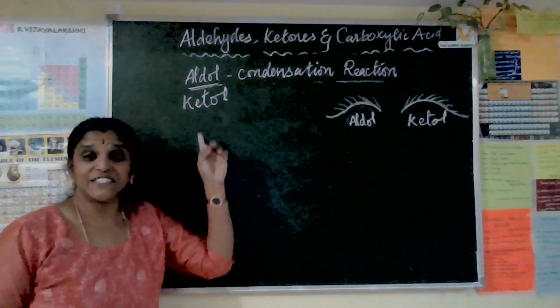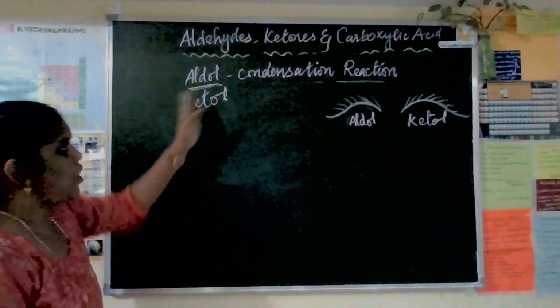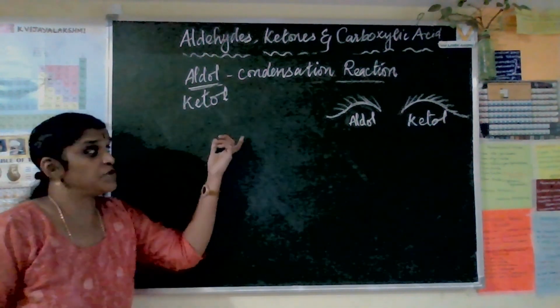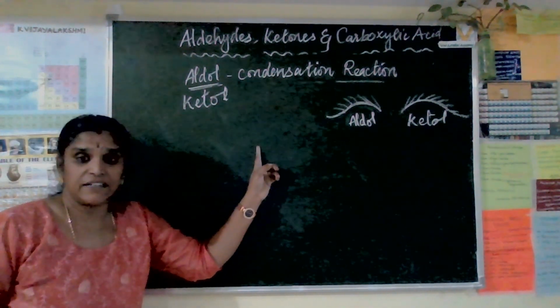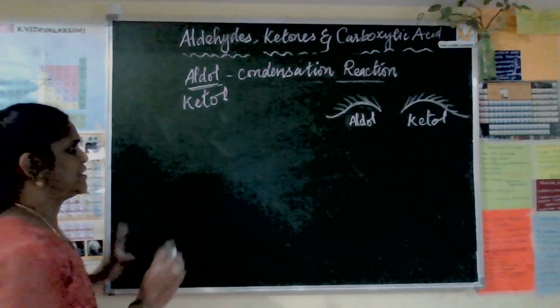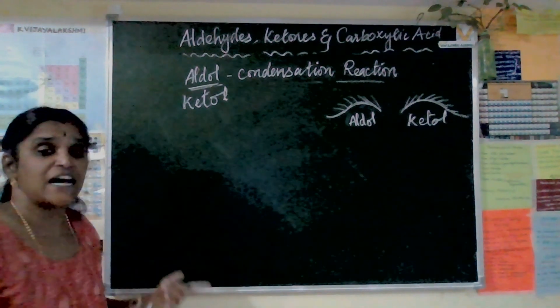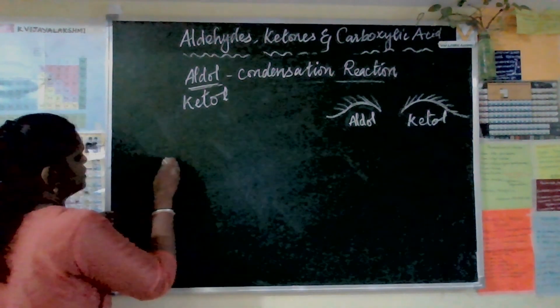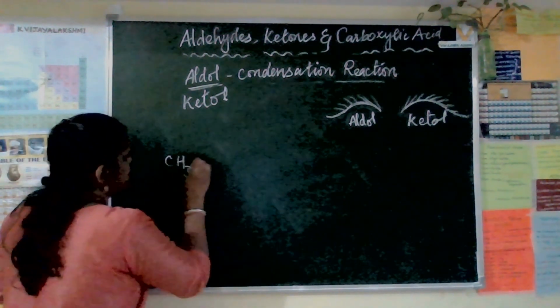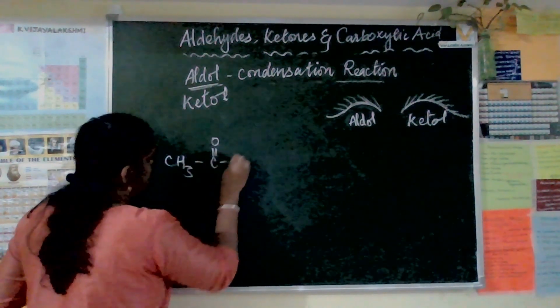Okay, now we are going to see ketal formation, how to go for that condensation. As we have gone for the aldol condensation, now we are going for the ketal condensation reaction. For that we are going to take propanone, also known as acetone. It is dimethyl ketone: CH3, C double bond O, CH3.